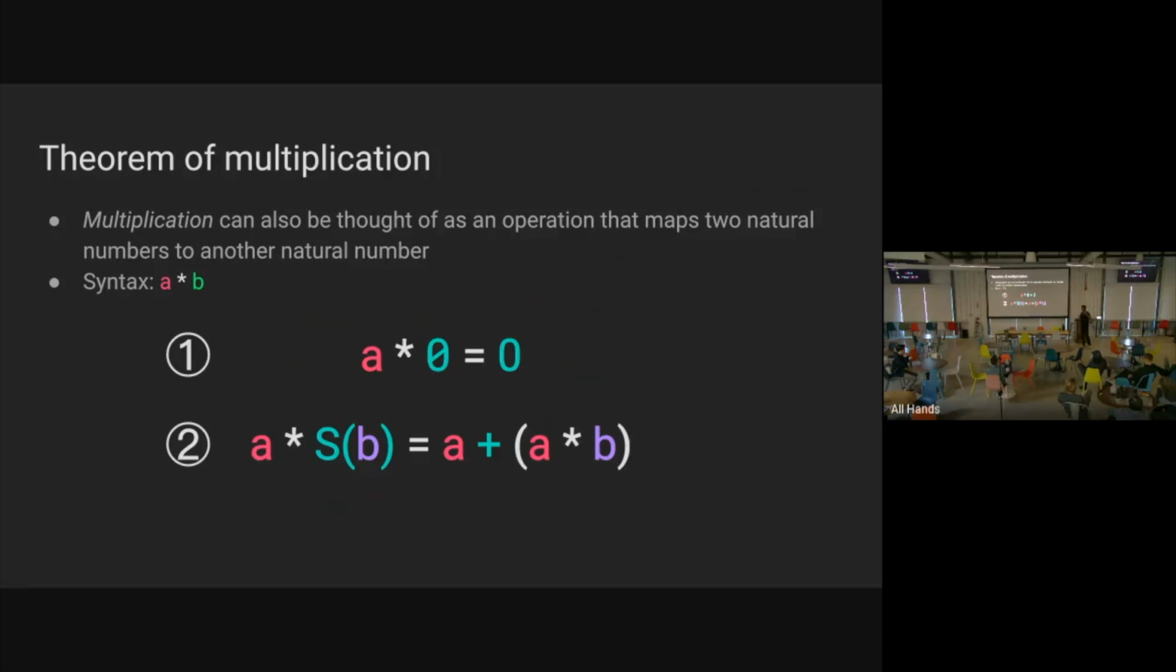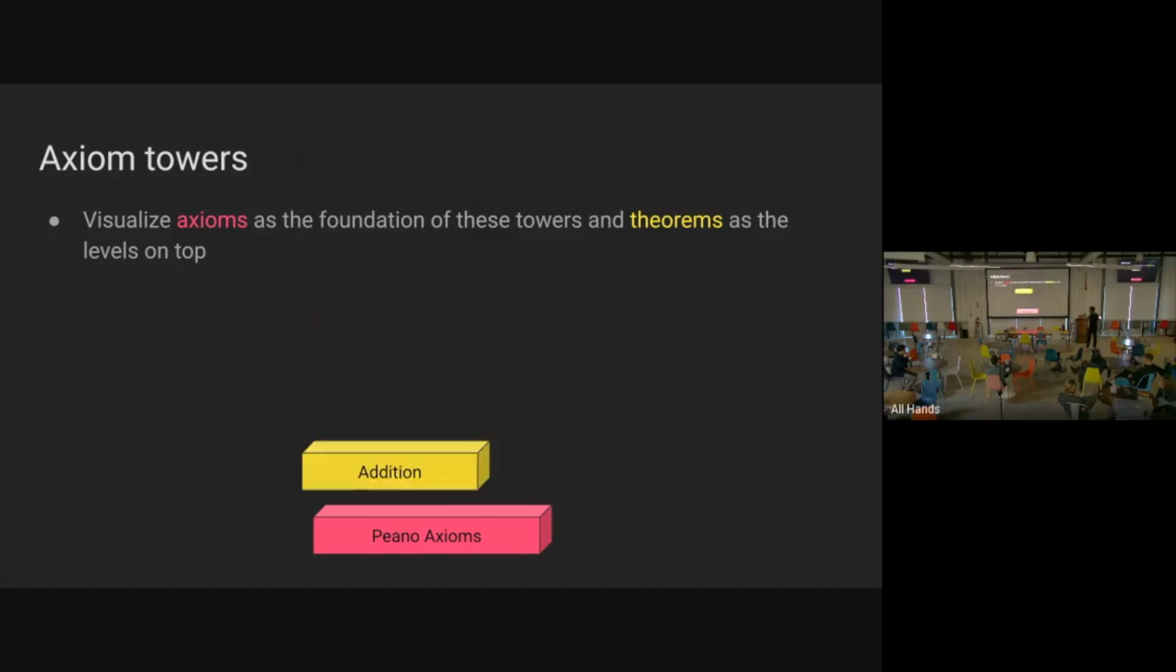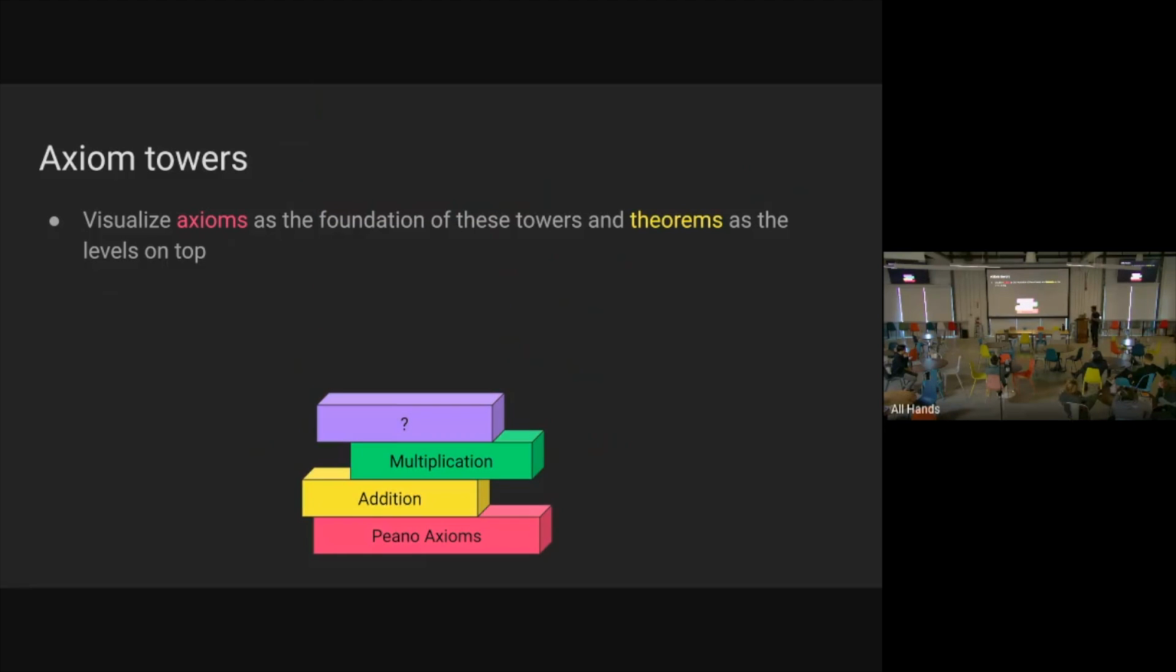And it's this type of thinking that I want to really imprint in your minds. And here I'm inventing this new concept called Axiom Towers. And you can think of Axiom Towers as having a foundation, which is the axioms themselves. So in this case, the Peano axioms. And then on top of that, we built addition. And then on top of that, we built multiplication. And then maybe we can build more stuff on top. And it turns out that the Peano axioms are sufficient to basically describe most of math.